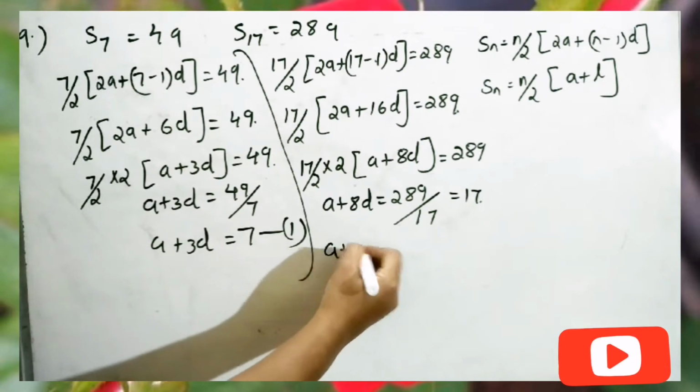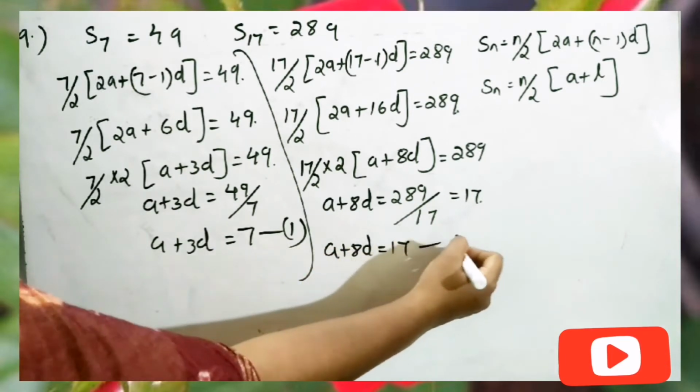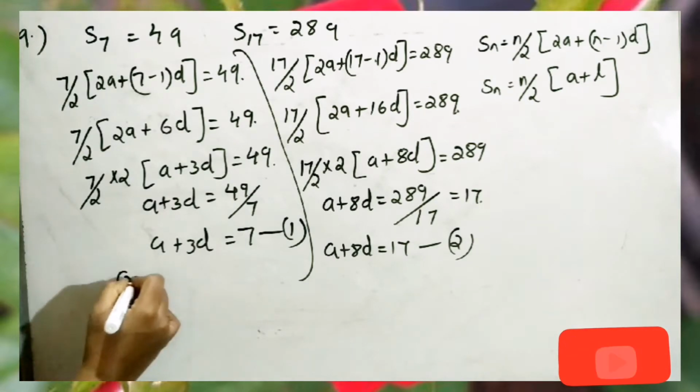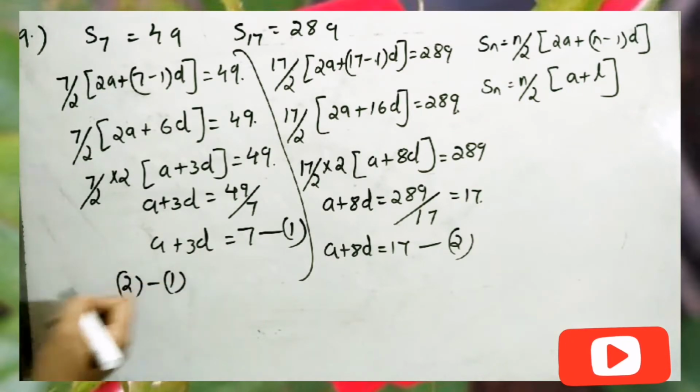So a plus 8d is equal to 17. This is our equation number 2. Now from equation number 2 and equation number 1 we are going to find out the value of a and d. So equation number 2 minus equation number 1.